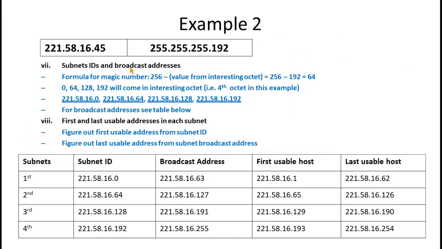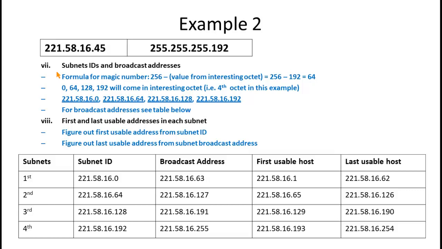In the previous slide we saw that there are 4 subnets, so we have to give 4 subnet IDs. To calculate subnet IDs we need to determine the octet of interest. The octet of interest is the one from where the subnet bits are taken.